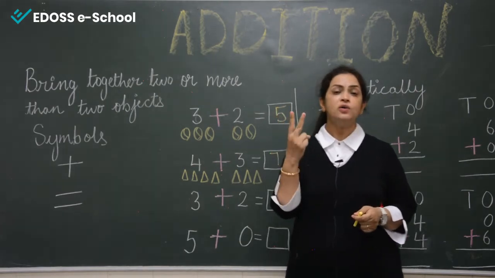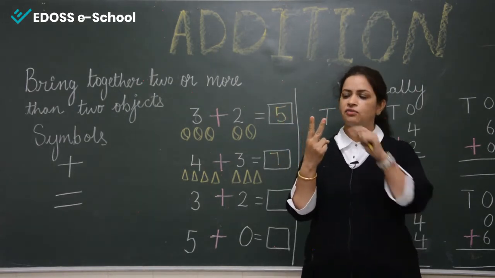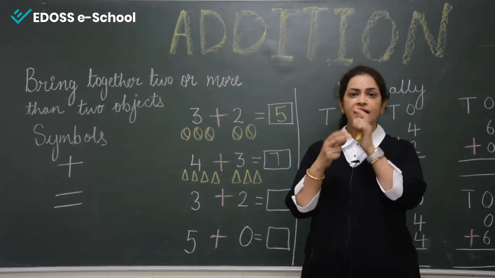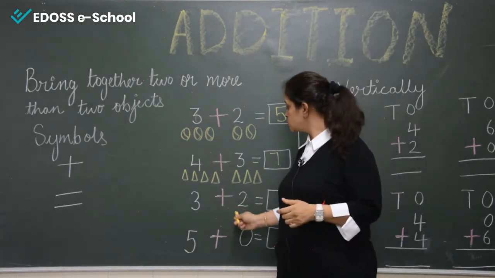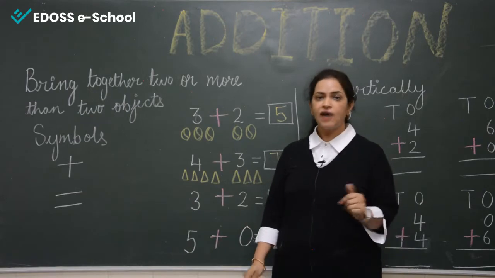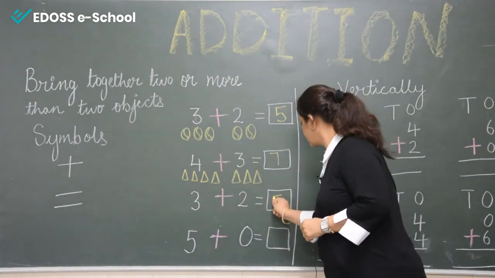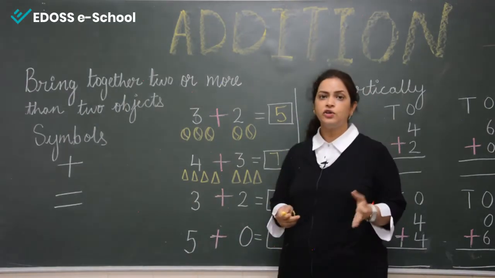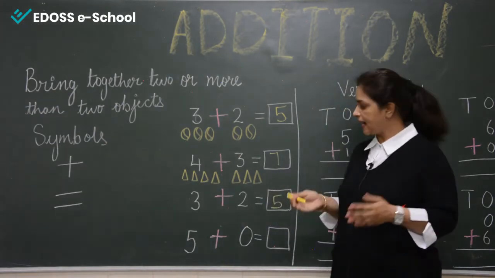And you have to count after 3. What comes after 3? 4 and 5. So 3 plus 2 becomes 5. This is how you can use your fingers for adding up.